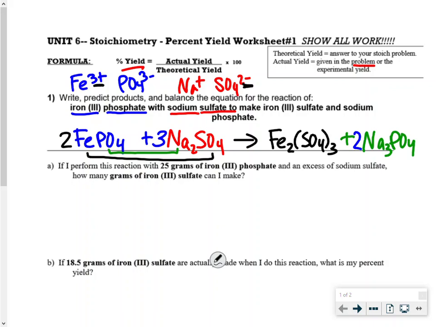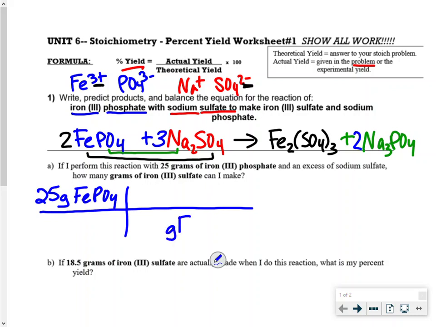If I perform this reaction with 25 grams of iron 3 phosphate and an excess of sodium sulfate, how many grams of iron 3 sulfate should I make, or can I make? So this is a stoichiometry problem. This is finding the theoretical yield of the iron 3 sulfate. So basically all you do is start with your 25 grams of your iron 3 phosphate. We're going to go ahead and change that into moles and work it all the way to iron 3 sulfate.